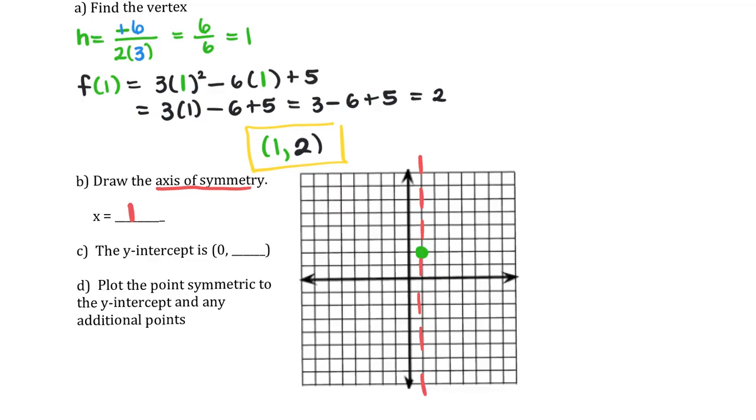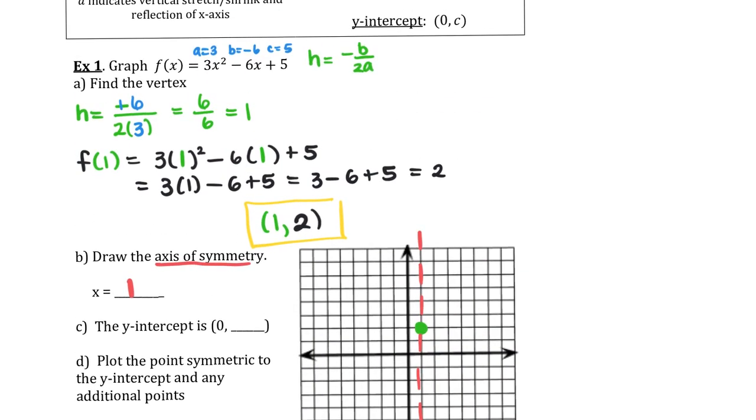Okay, now the y-intercept is also helpful. What's the y-intercept? If we look above, the y-intercept is 0 comma c. That's because if I plug in 0 here and 0 here, I end up with 0 minus 0 plus 5. So my c value tells me my y-intercept. I'm going to make a note, that's my c value. Since my c value is 5, my y-intercept is 0, 5. So I'm going to graph 0, 5 on my graph. 1, 2, 3, 4, 5.